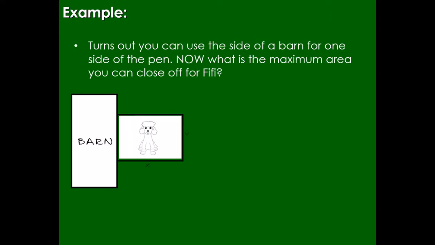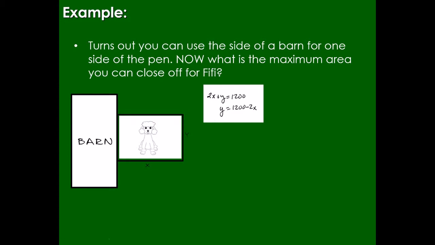So then you only need to use fencing on 3 sides instead of all 4 sides. So now your constraint is 2x plus y equals 1,200. Again, I'm going to solve for y, because y is all by itself and I don't need to divide by 2. I want to solve for y.